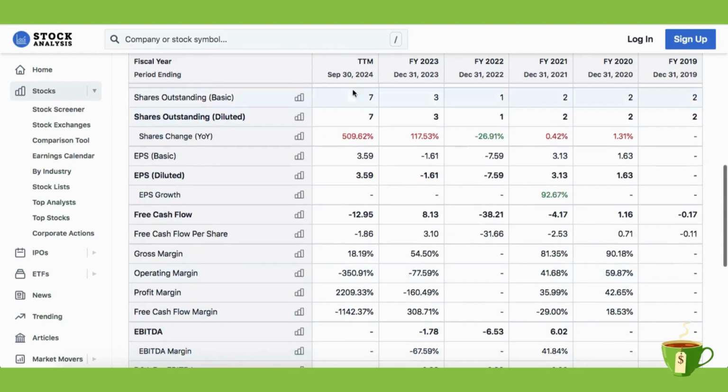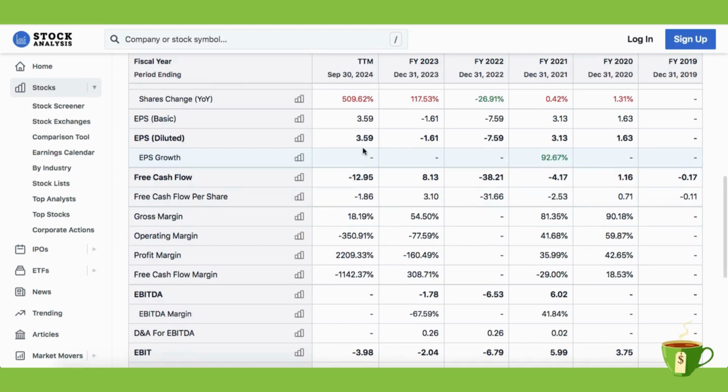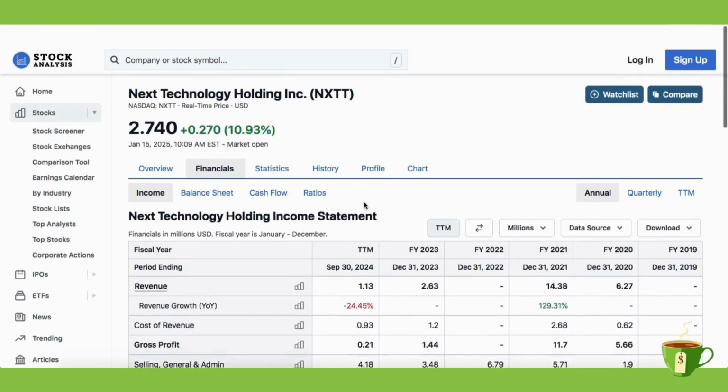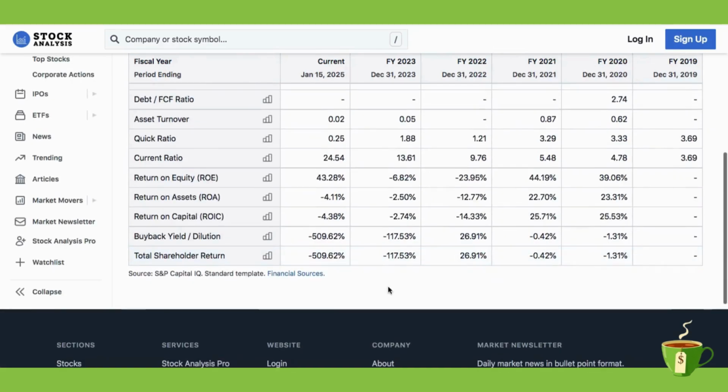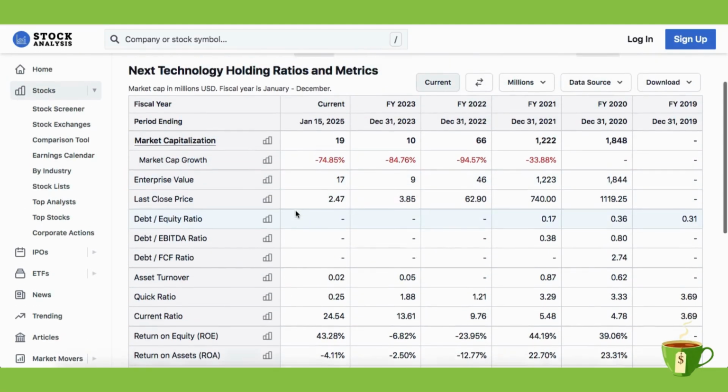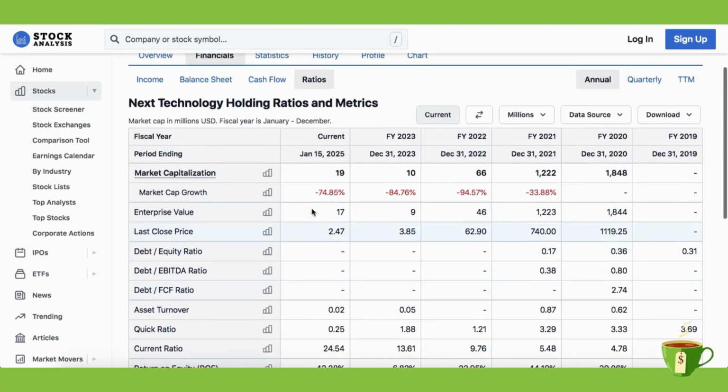Ooh, they have been diluting. So they've got earnings per share. Good earnings per share. They don't even have that listed. Let's see. Ooh. Oh no. Good return on equity, but wow. Yeah, they're really issuing a lot of shares. And they don't have a lot of these basic ratios listed that other companies do.